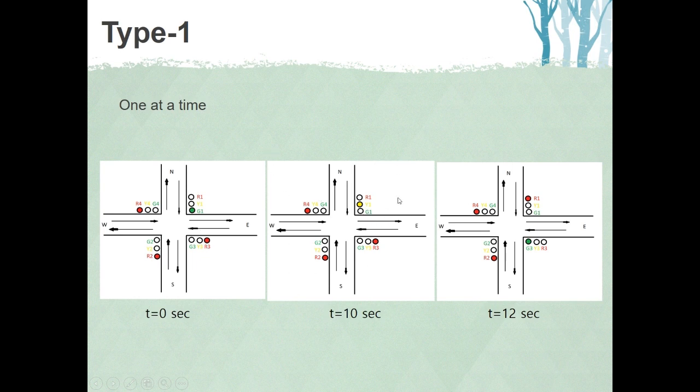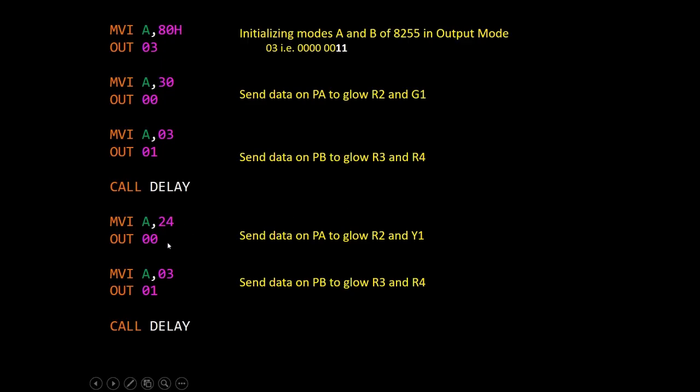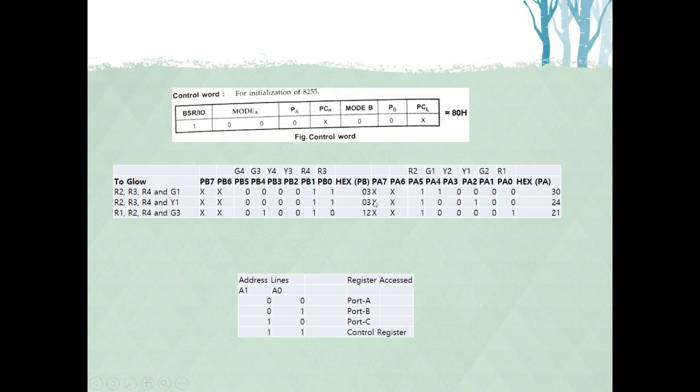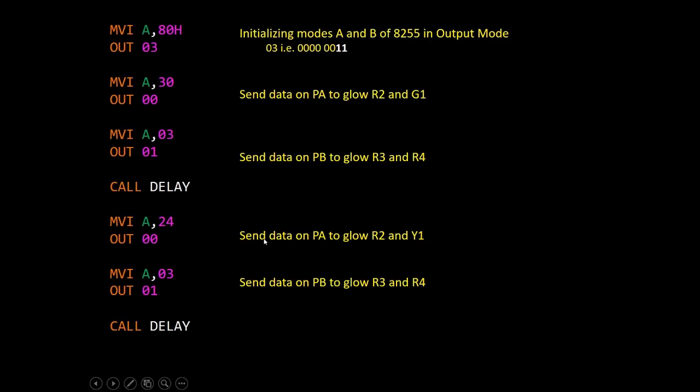Now we need this configuration. So we'll turn off the G1 light and turn on Y1. First, the port A code will get changed because we are closing the G1 light and turning on the Y1 light. So here we are writing 24, because you can see that we are turning off the G1 light and turning on the Y1 light. So this becomes 00100100, which is 24 in hexadecimal.